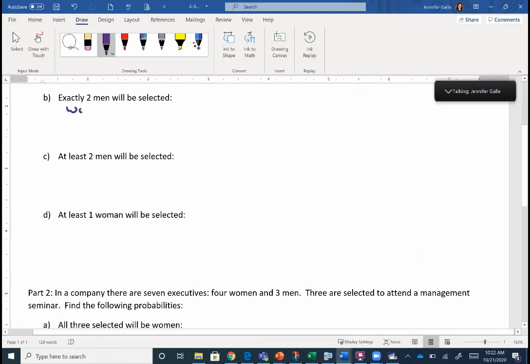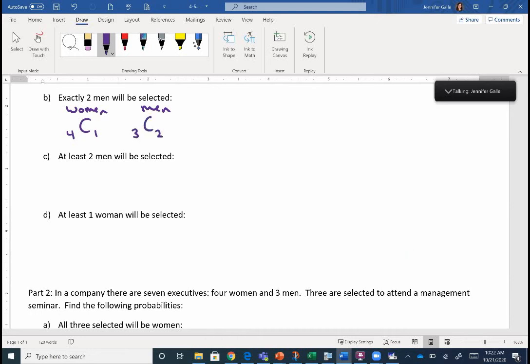I'm going to keep things in the same order. I'm going to put women, and then I'm going to put men, just so it matches what we did in A. So I'm going to look at my group of 4 women first. If we need exactly 2 men, how many women do we need? We just need 1 woman, right? So out of the 4 women, I need to choose 1 of them. Out of the 3 men, I need to choose how many? I need to choose 2.